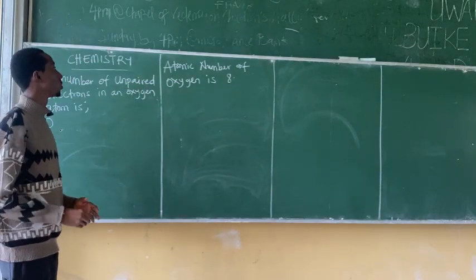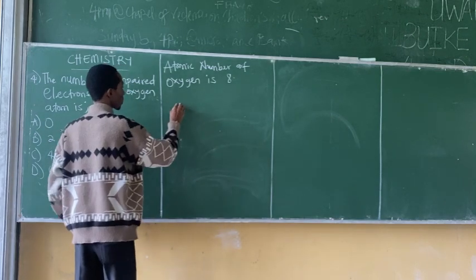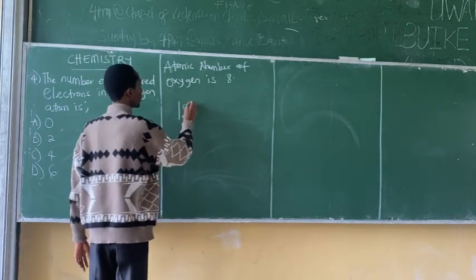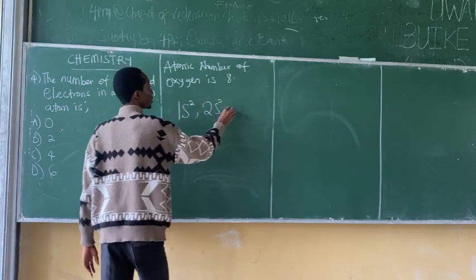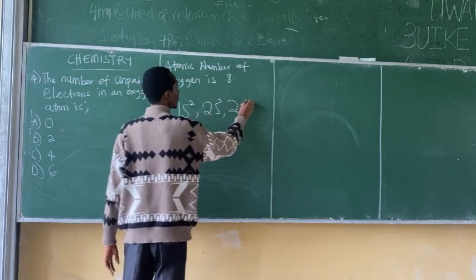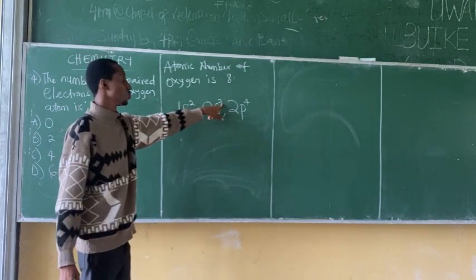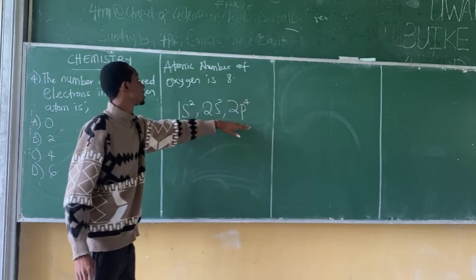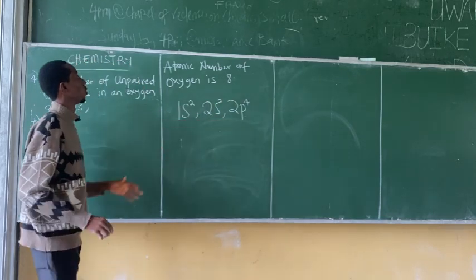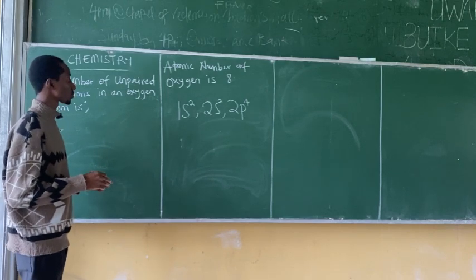From the electronic configuration of oxygen is 1s2, 2s2, and 2p4. If you count it, you have 2 here. 2 plus 2 will give you what? 4. 4 plus 4 gives us what? 8. So this is the electronic configuration of what? Oxygen with atomic number 8.